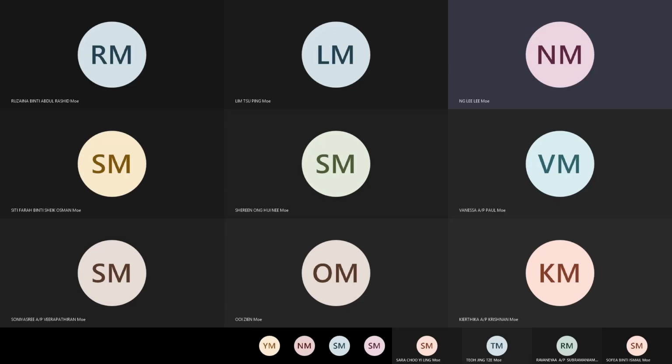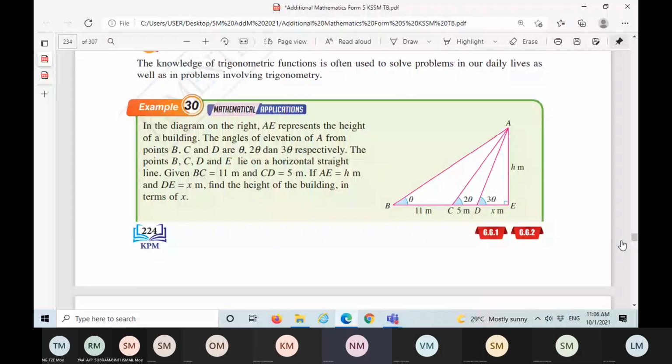They don't take maths one. Okay, the ones taking maths one are all very strong. Right. Okay, can you see the textbook?